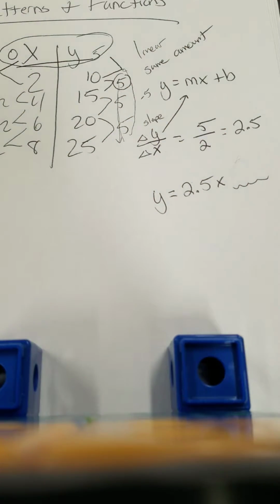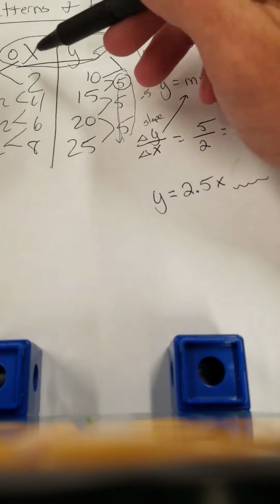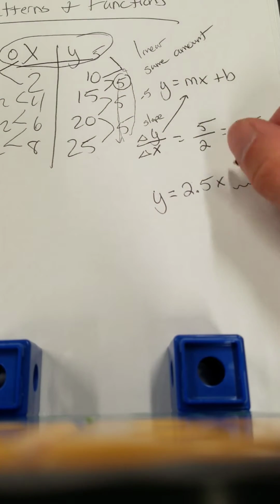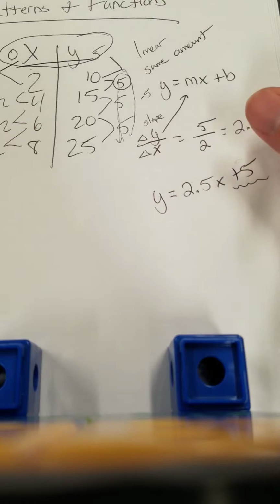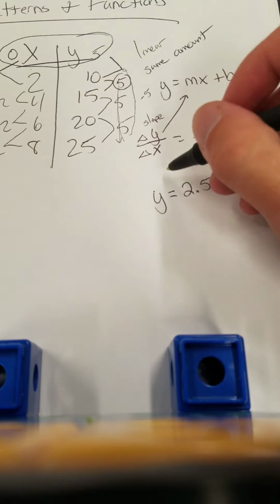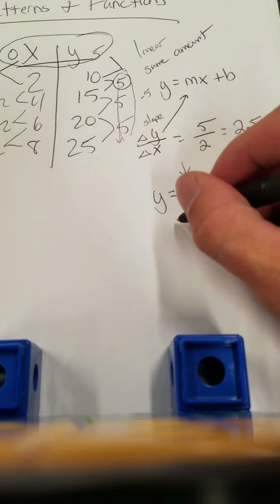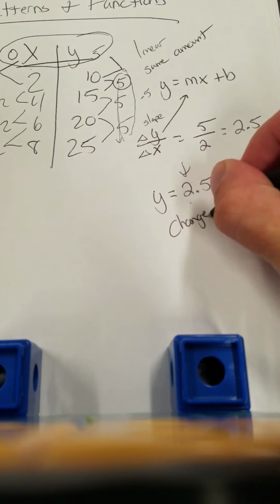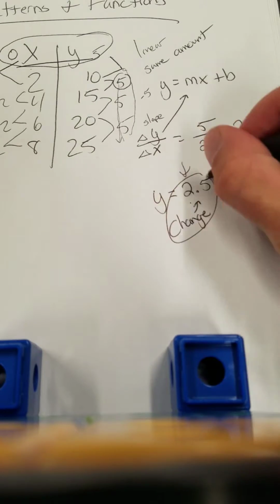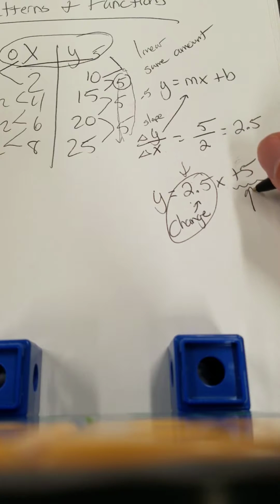That's what I need to see. I need to see what's going on at 0. I need to see what the y-intercept's going to be. So that's a 0, that's a 5. So that tells me this is going to be 2.5x plus 5. This is always your rate of change. If something's changing, then it goes in front of the x. Okay? Something's changing. It goes in front of the x. This is constant. Not going to change at all.